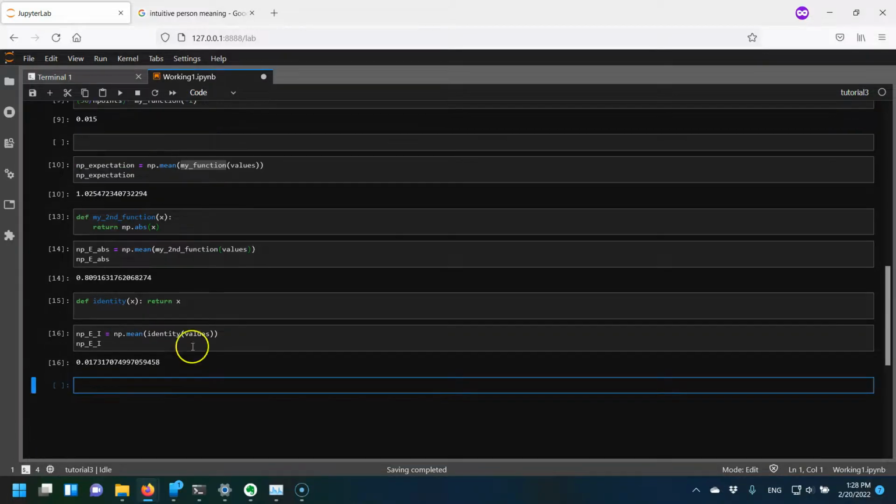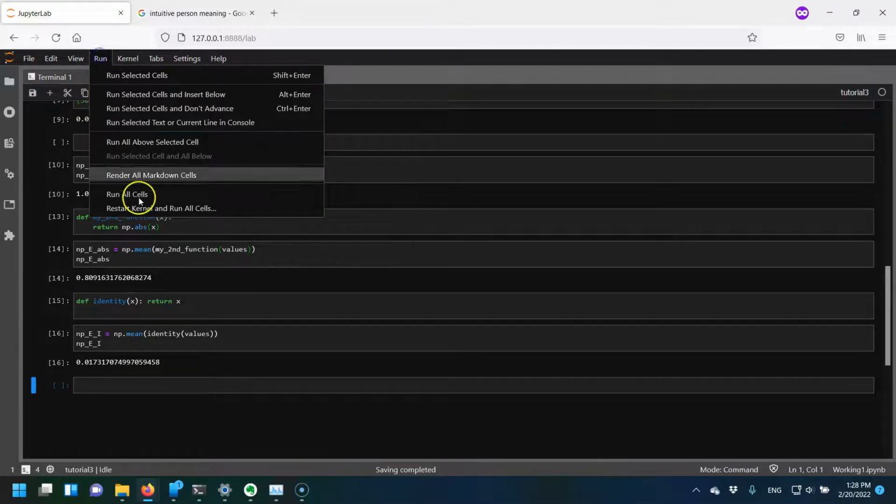Okay, so you can see that when I just use the identity function, whatever x is, that's what I'm going to return. I get something small, 0.17. It's pretty close to 0. It's a question, should it be 0 or not?